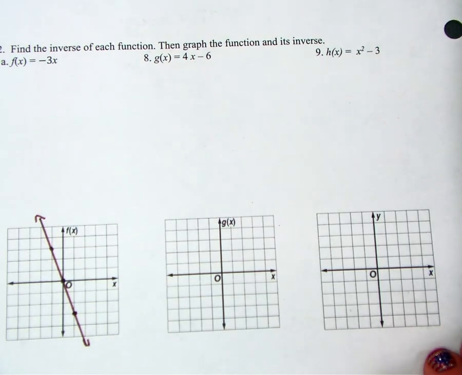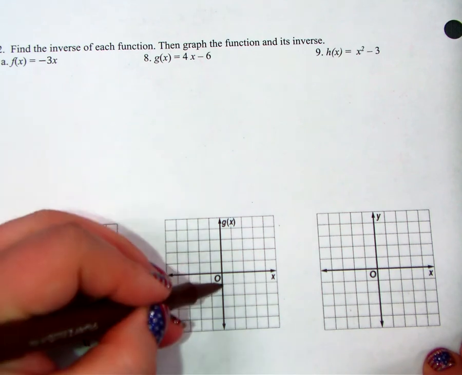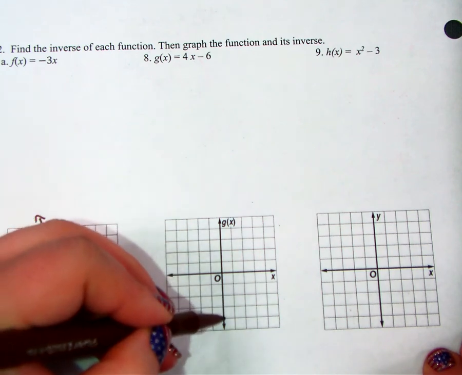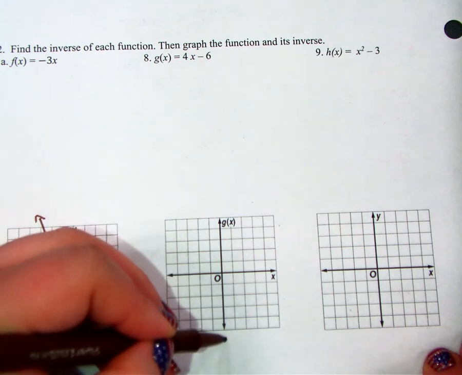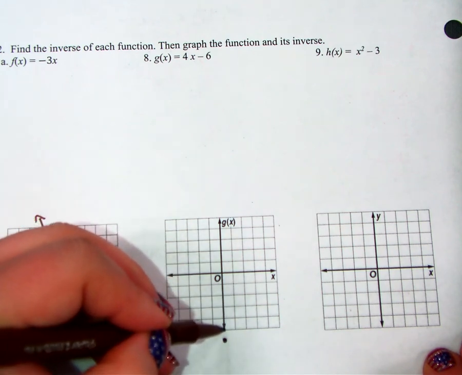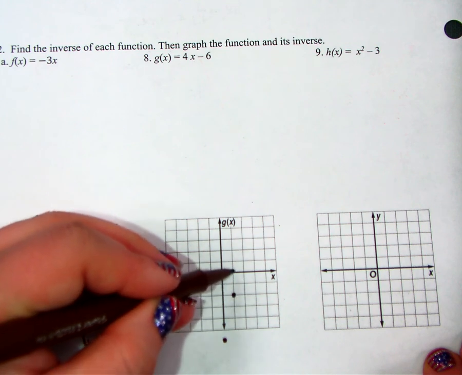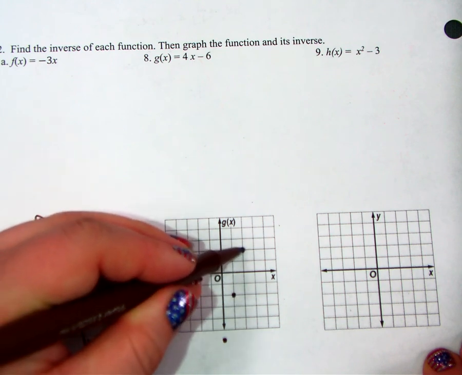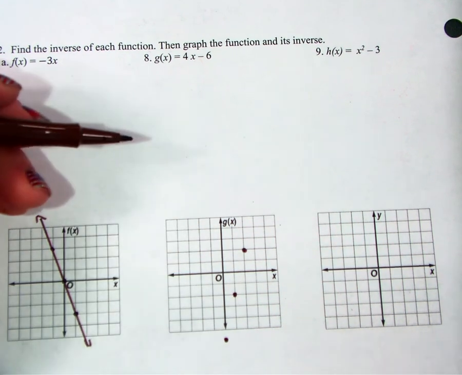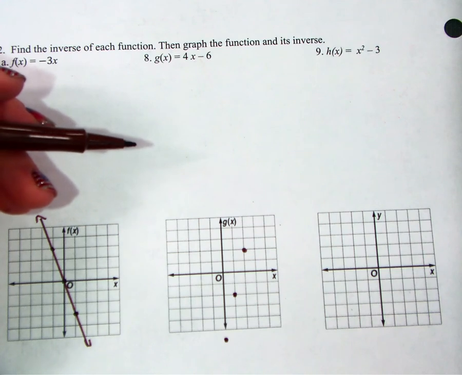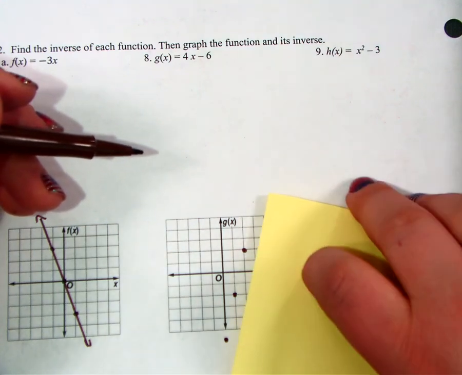Taking a look at the second one, the slope is 4, the y-intercept is negative 6, so I'm going to go down 6, up 4, over 1, and draw my line.